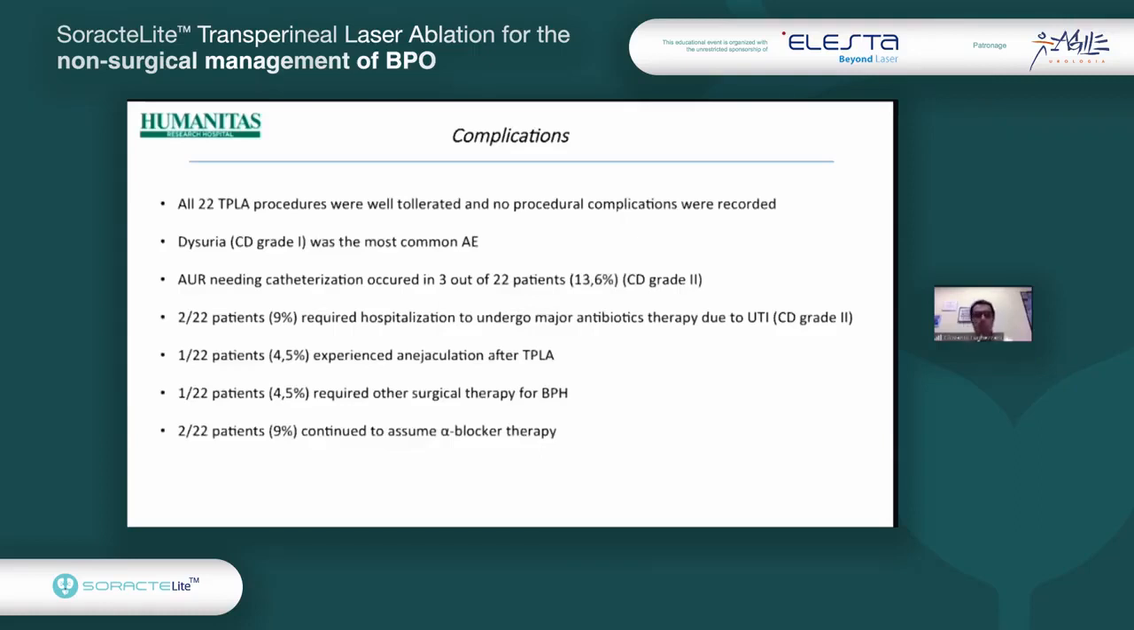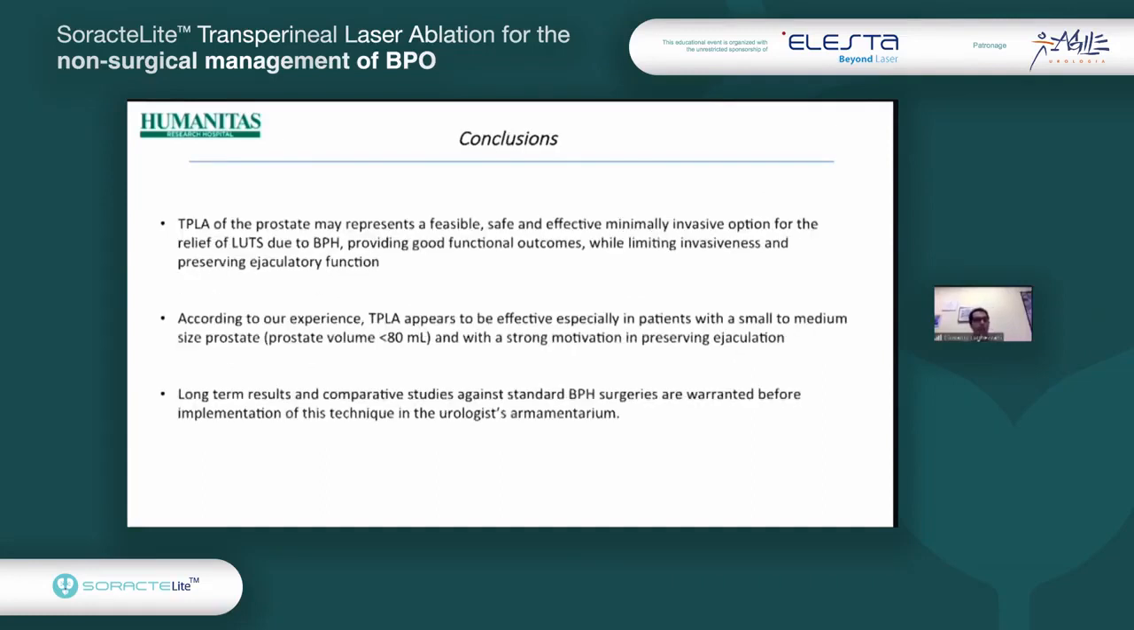The complication rate was quite low. Two patients actually required major antibiotics because of urinary tract infection. And there was just one patient experiencing anejaculation, and that was probably related to the fact that the pullback that was done in this case was a little bit too aggressive, and probably we did some damage on the seminal colliculus.